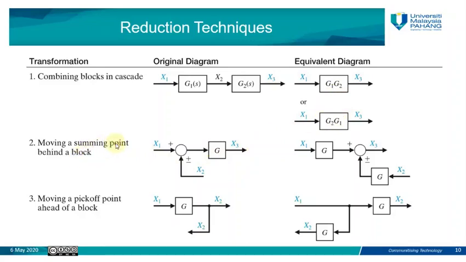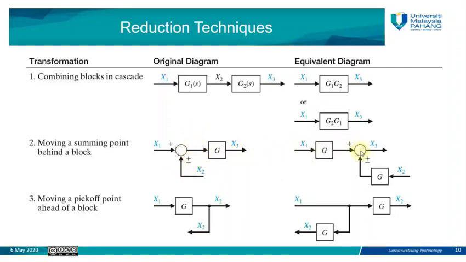So we learned that we have summing points and pickup points, or summing junctions and pickup points. Sometimes a summing point exists in a place which makes it complicated to simplify the control system. So we have to move it from its place to another place in order to simplify the control system. In this case, we will move the summing junction from the input of the system to the output side. As you can see, this is the original block diagram, and here is the equivalent block diagram after we move the summing junction from this point at the input to the output.